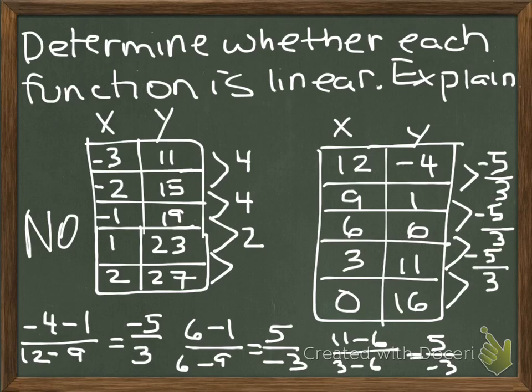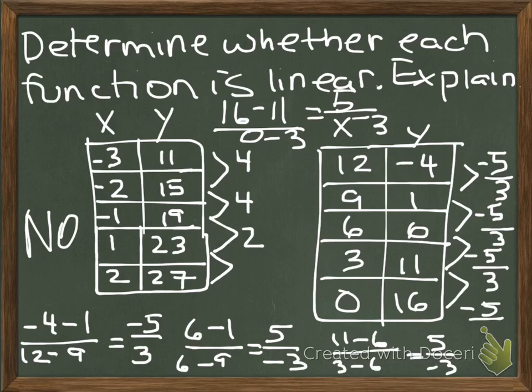So 16, 0, so I'm going to subtract 16 minus 11 as my y's, and 0 minus 3. And I'm going to get 5 over negative 3, which is making all of the slopes that I got for this table negative 5 over 3. So it has the same rate of change, so I would say yes, this function is linear. And that concludes lesson 3.3.